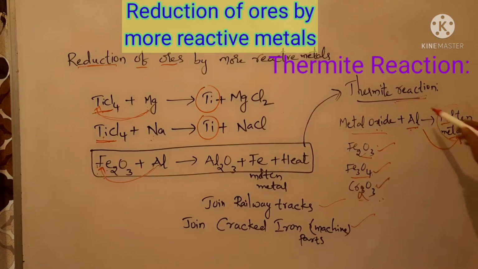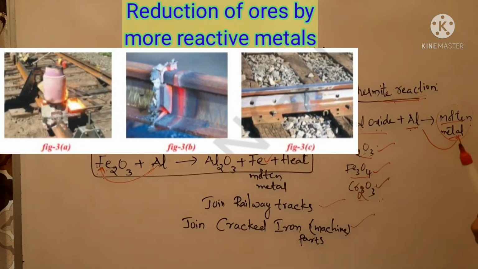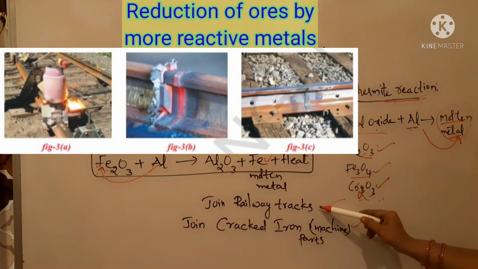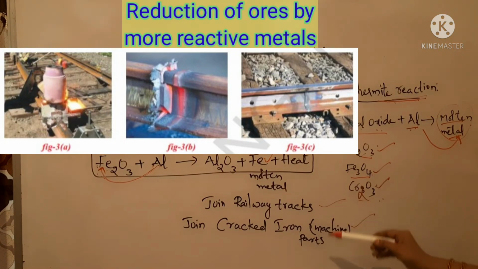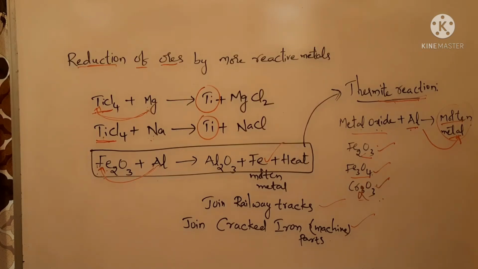Okay, and these reactions are called thermite reactions, and these have daily life applications. For example, this molten iron, which is in the form of thick liquid, is used to join railway tracks or to join cracked iron parts or machine parts in welding shops. The very good application of thermite reaction, you have to remember this. This may come in 1 mark or 2 mark questions.